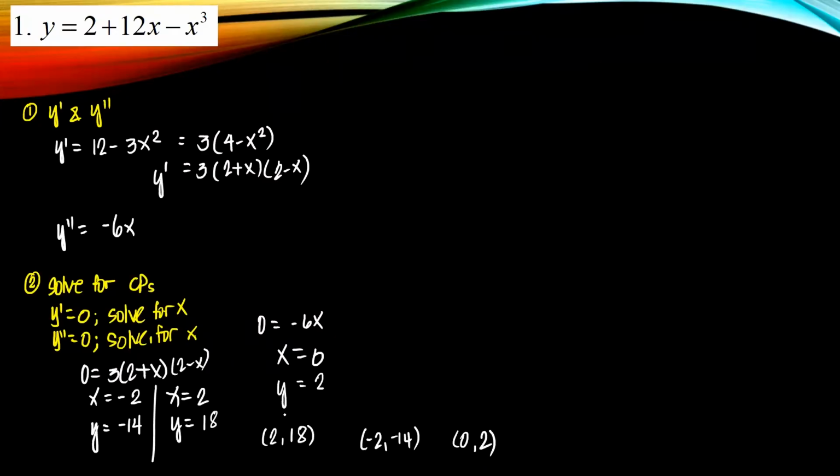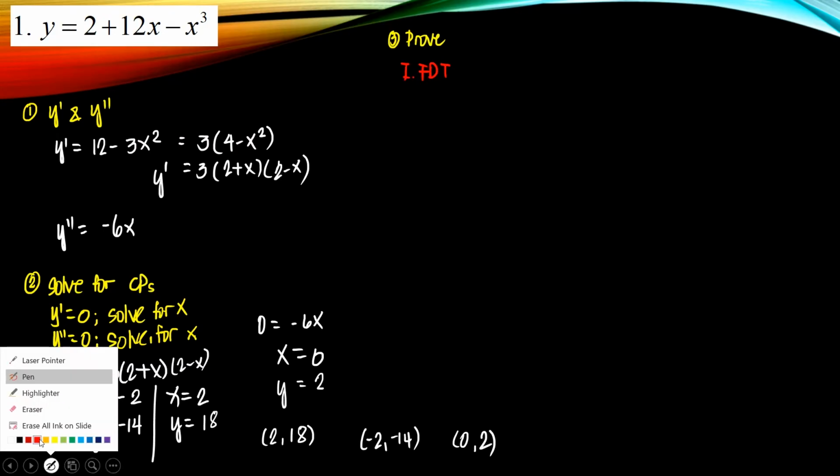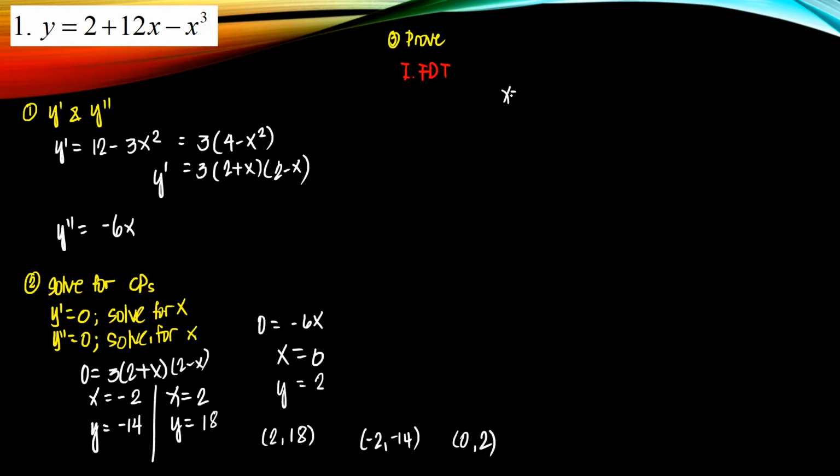Some of you might say, sir, it's obvious 2, 18 is the maximum, negative 2, negative 14 is the minimum. Yes, it might be evident, but I would like proof. So how do you prove? Part number 1 is what you call the first derivative test. This is the test of slopes. So x equals negative 2, x equals 2, and there's one more, x equals 0.